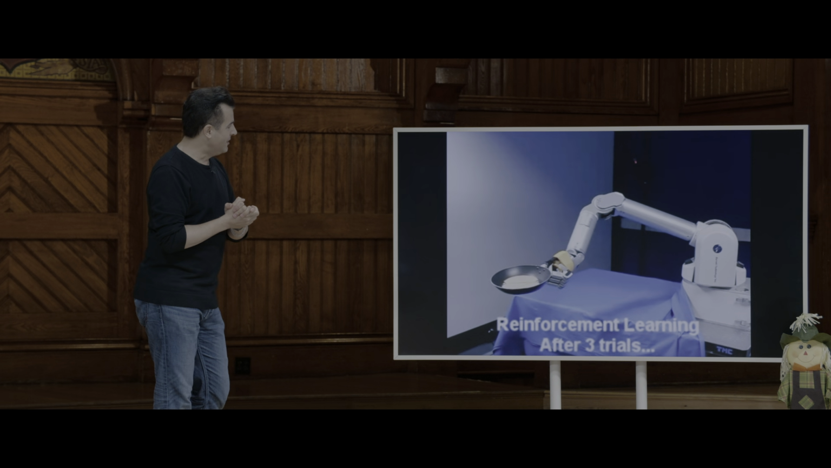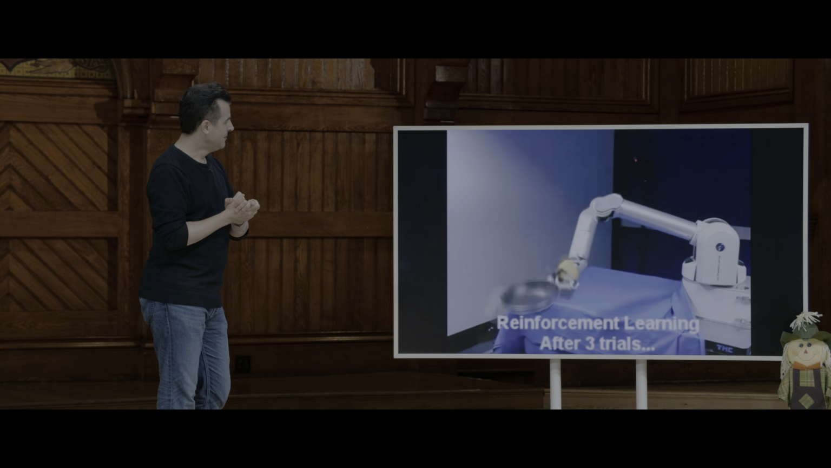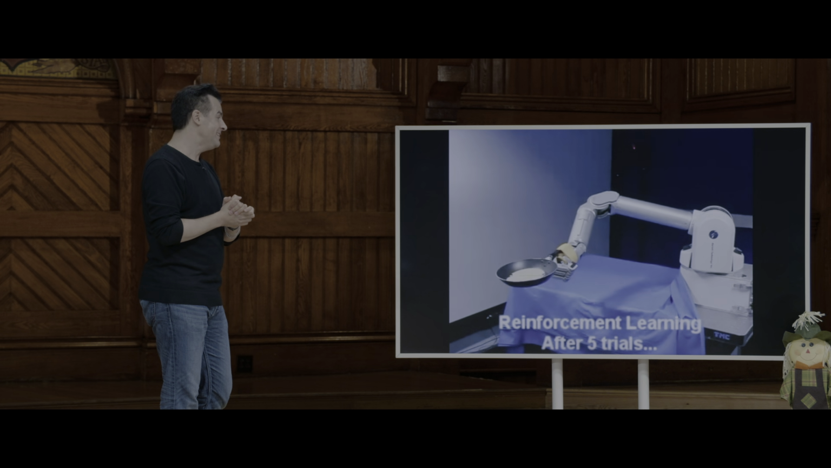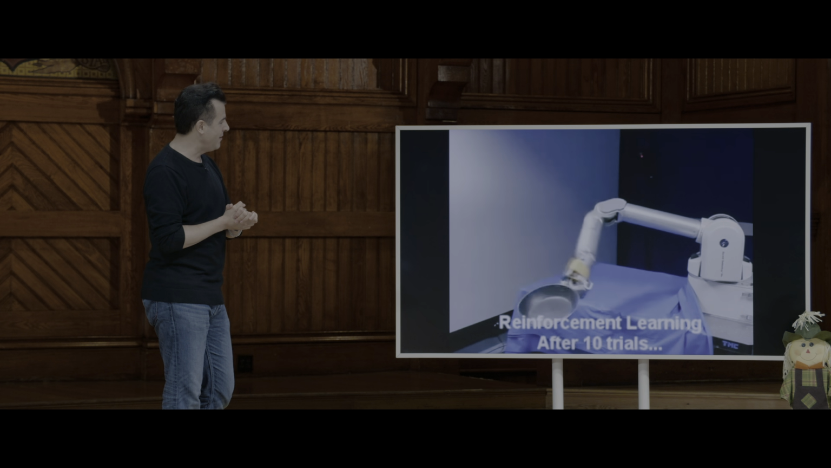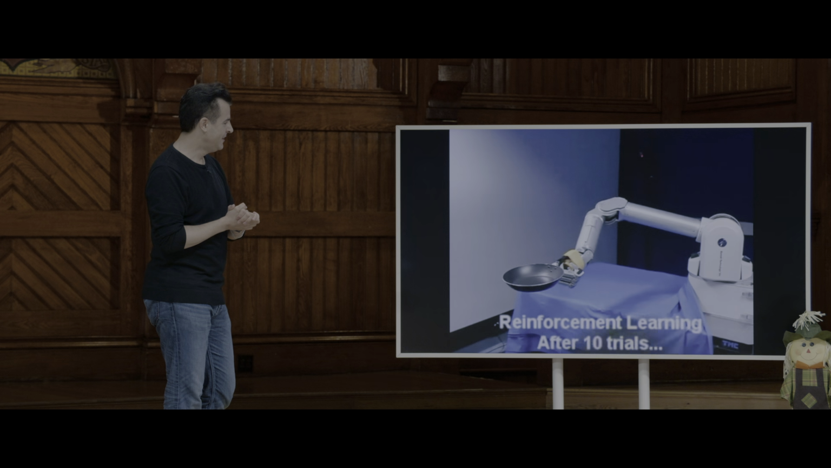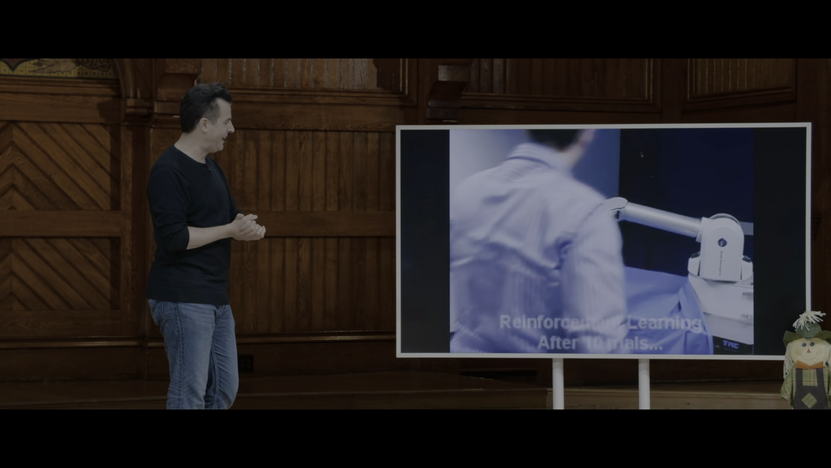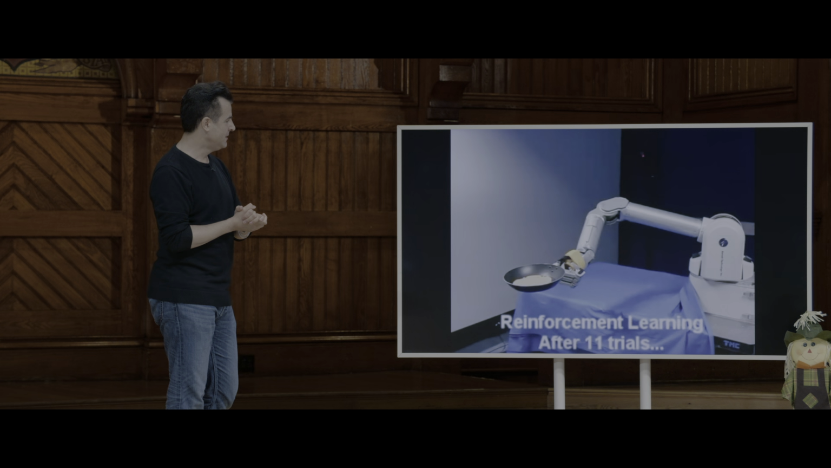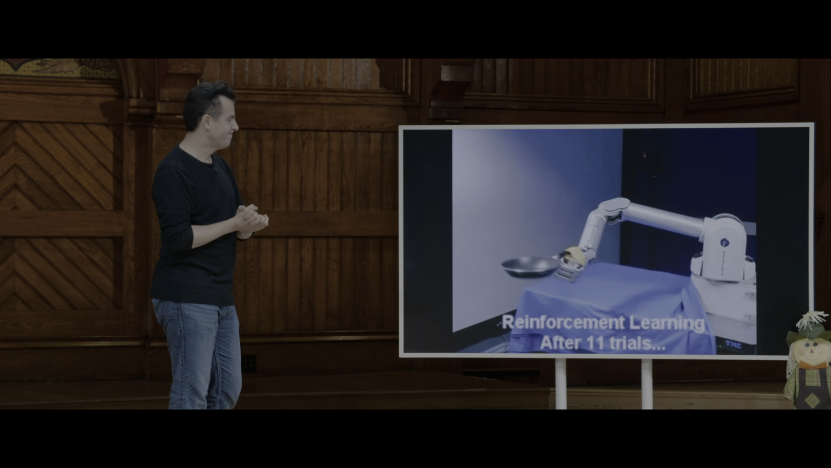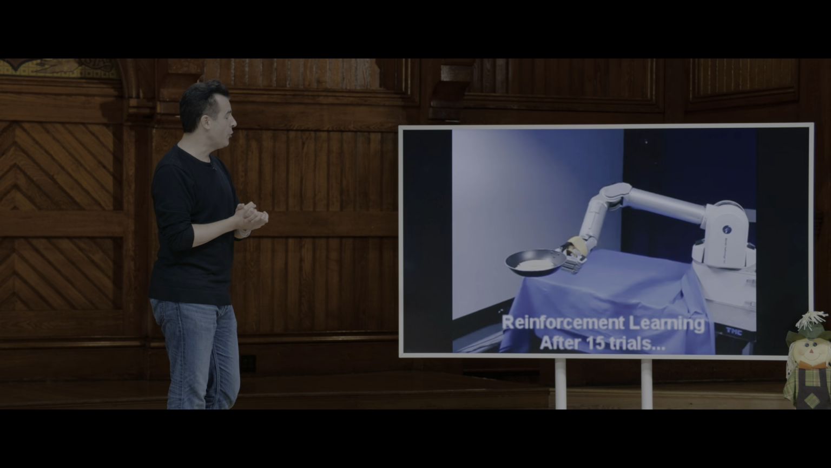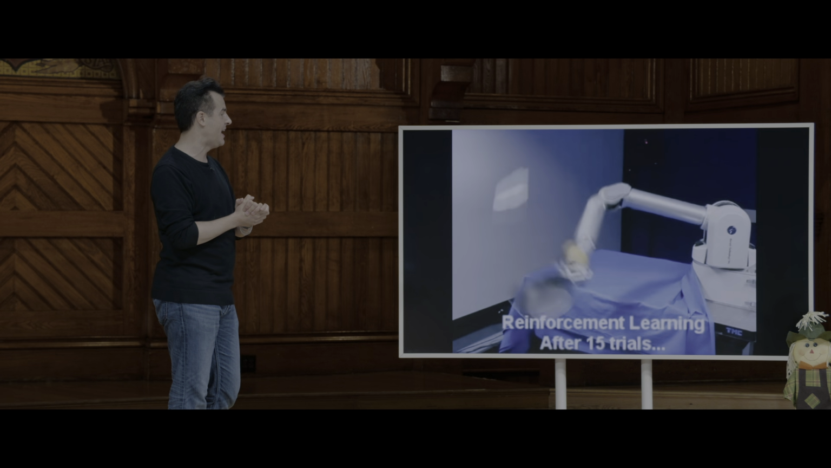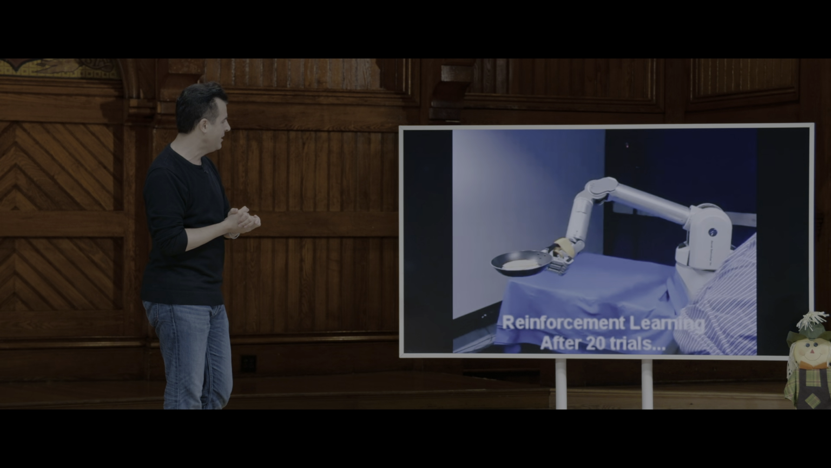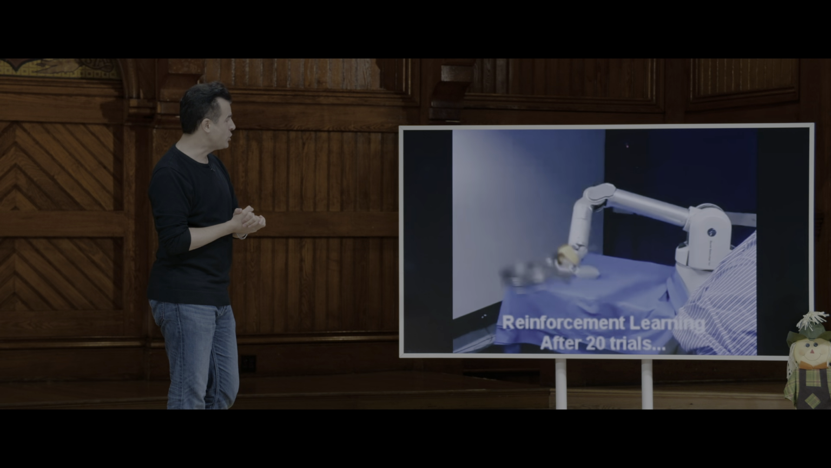After 3 trials, OK. Now 10 trials. There's the human picking up the pancake. After 11 trials. And meanwhile, there's presumably a human coding this in the sense that someone is saying good job or bad job, +1 or -1. 20 trials.